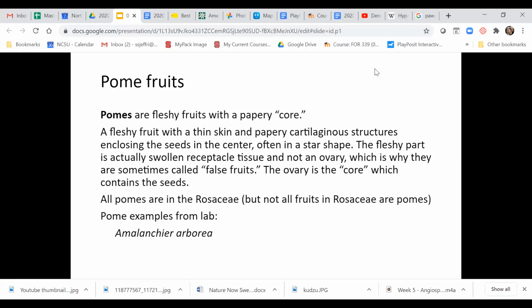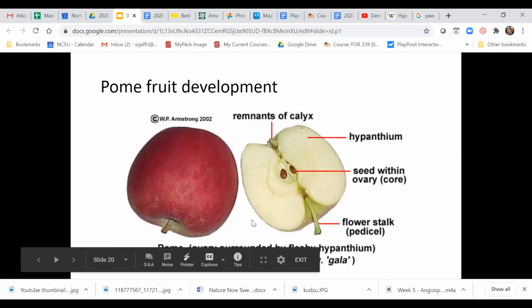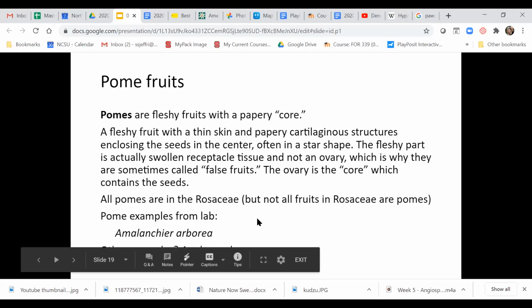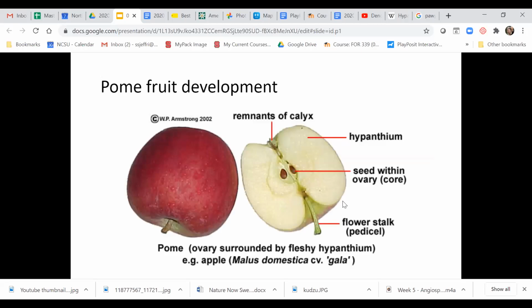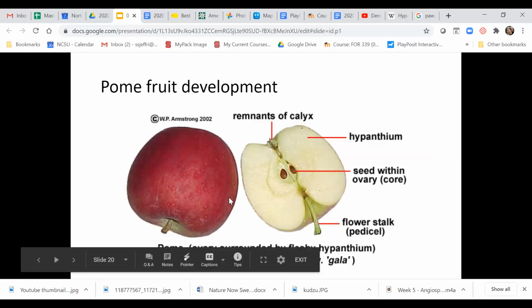A couple of examples that we'll have in lab are serviceberry, Amelanchier arborea. And then we also have examples of apples and pears. And here's another animation. Oh, I'm not going to be able to click on it because of the slide thing, but you can click on that if you were looking through the slides later, and it shows the development of a pear from the flower. So this is pome fruit development, right, this is the fleshy apple that we all love to eat.